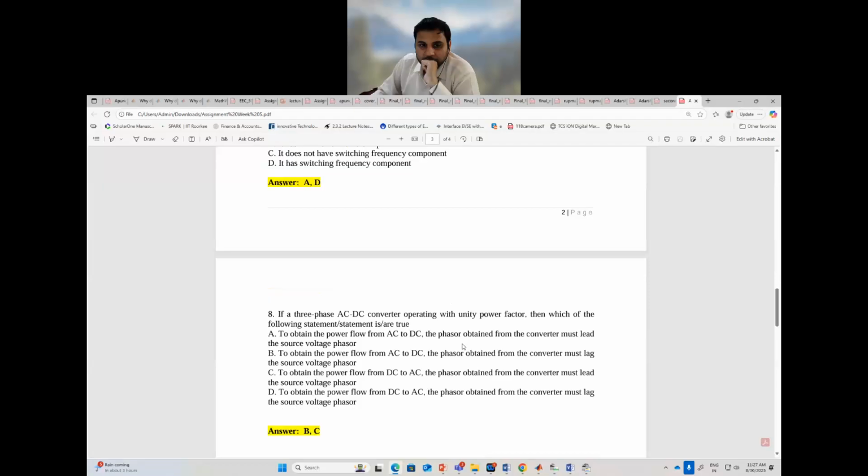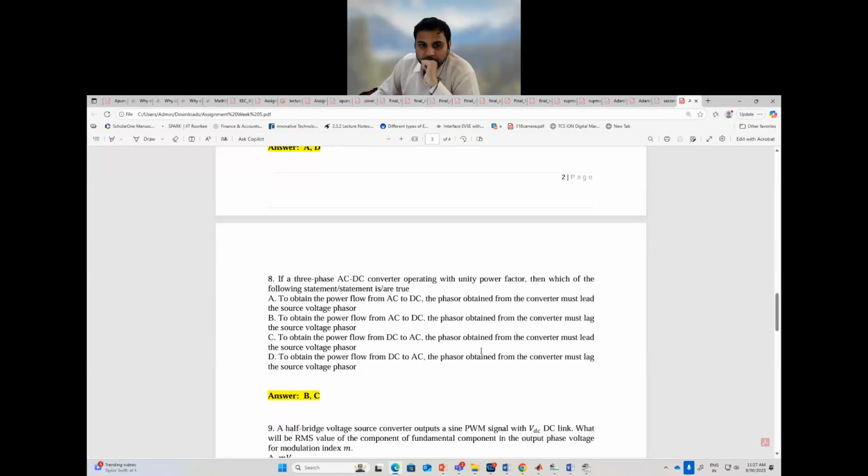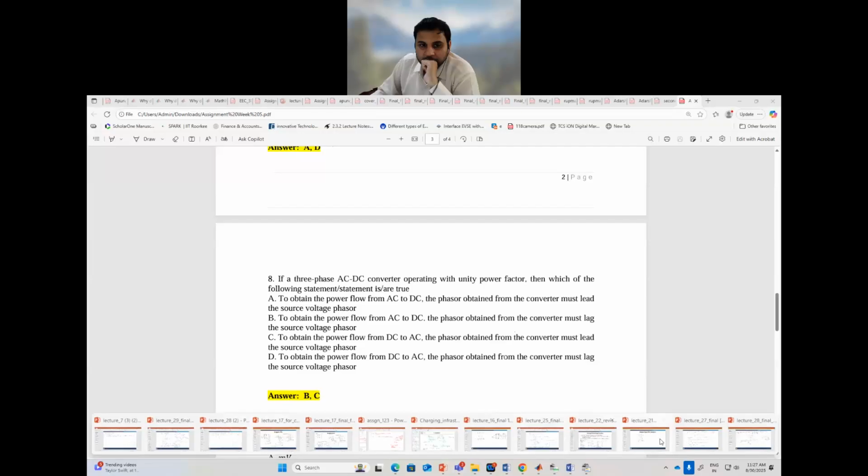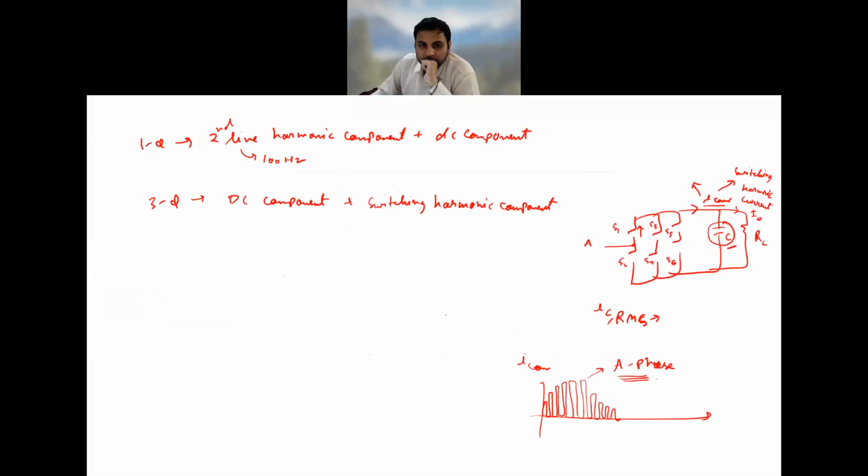Then comes question number 8. In question number 8, again it is a straightforward question. If a three-phase converter is operating with unity power factor, which of the following statements is true? We have already discussed this in terms of phasors, so we can define our phasors: this is the Vs phasor, this is the Is phasor, this is the omega L Is phasor, and this is your V converter phasor.